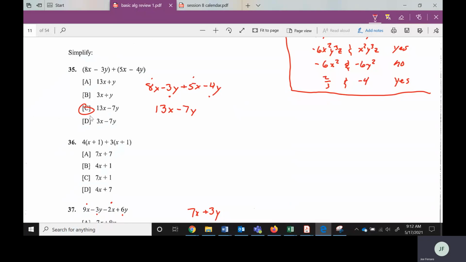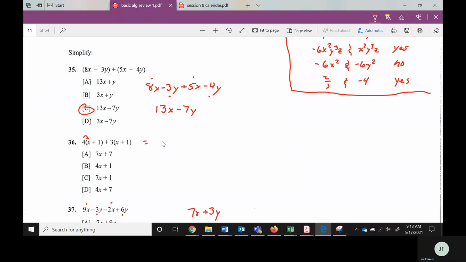36. So this is what I was talking about. Now we have numbers in front of the parentheses. This makes it different. Okay, we can't just say, oh, 4x and 3x and then 1 and 1, it's 2. It doesn't work that way. We have to do distributive property first. When there's a number right next to parentheses, we have to do this stuff.